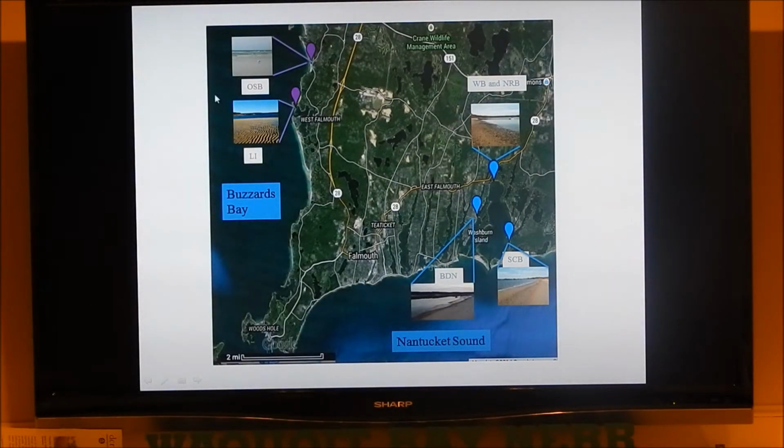Sorry about that. Then we also have Little Island Beach, which is our isolated, or low impact, site because it's relatively isolated, it's hard to get to, it's in a residential neighborhood, and it's a private beach. So those are the 2 there. Oh, and then Old Silver Beach would be considered the high impact for these 2 sites.